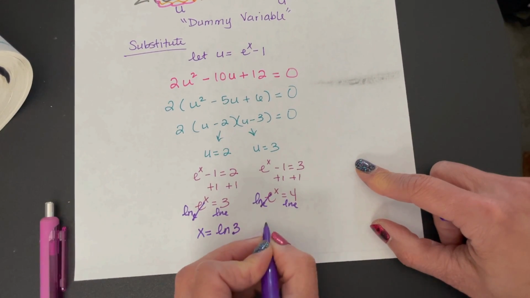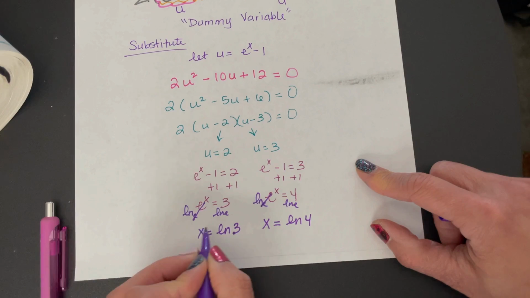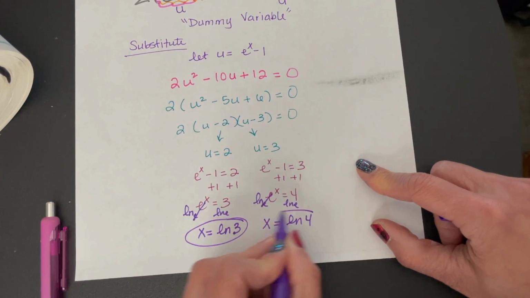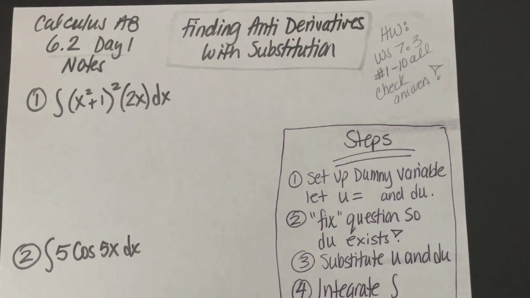Over here, we got the double base, so x gets to come down, and we have the natural log of 4. So we have x equals natural log of 3 and x equals natural log of 4, and those are the two solutions for x. And that's the warm-up.